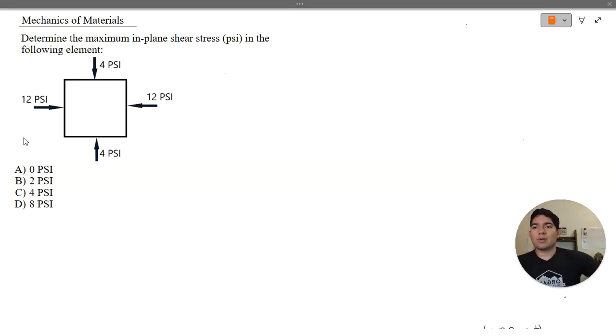Today we're going to be doing a mechanics of materials problem. So in this case we have to determine the maximum in-plane shear stress in the given element.